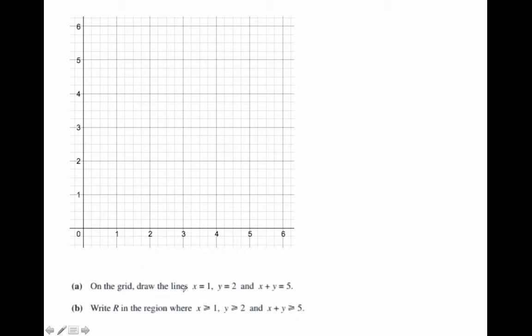In question 10, we're asked to draw 3 lines onto this grid. Most people were able to get the first and second and then struggled with the third. So let's have a look at each in turn.